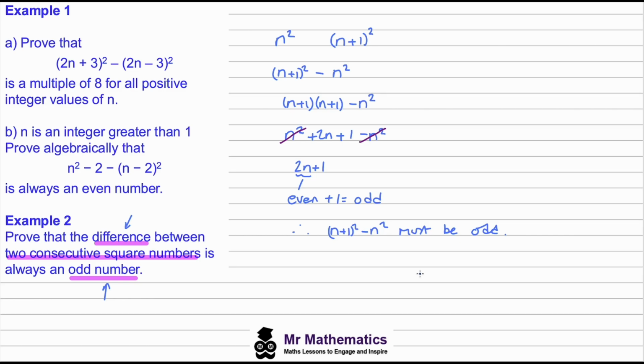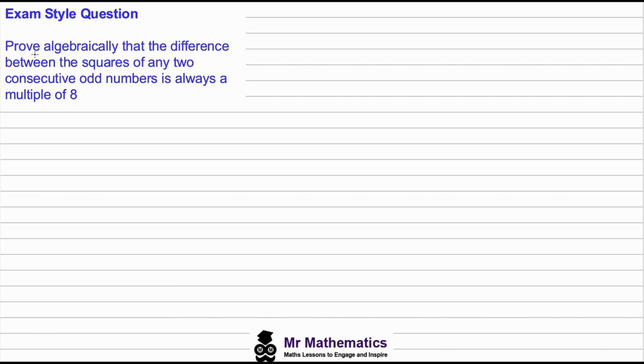Okay? Let's try an exam style question. Okay, so in this question, we've been asked to prove algebraically that the difference between the squares of any two consecutive odd numbers is always a multiple of 8. So perhaps you want to try this question yourself. You can pause the video, and when you come back, we'll go through the solution.